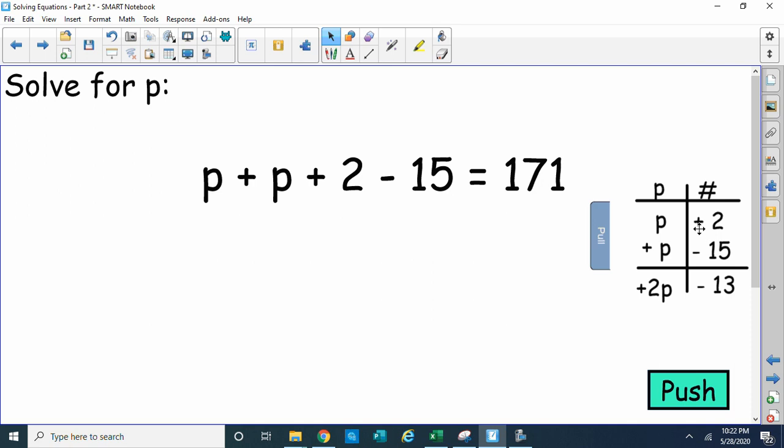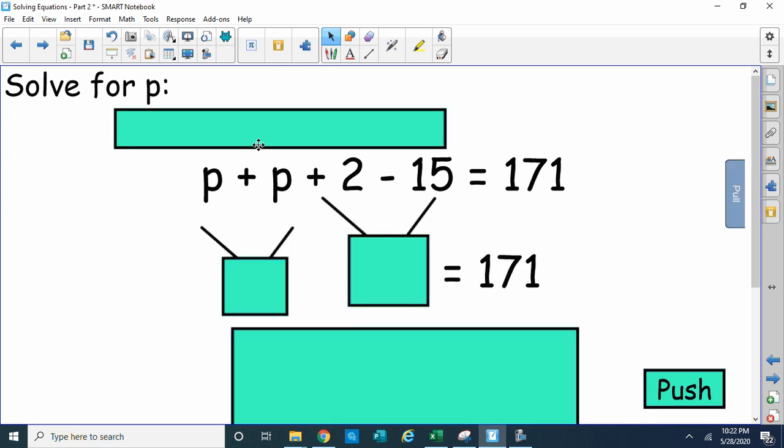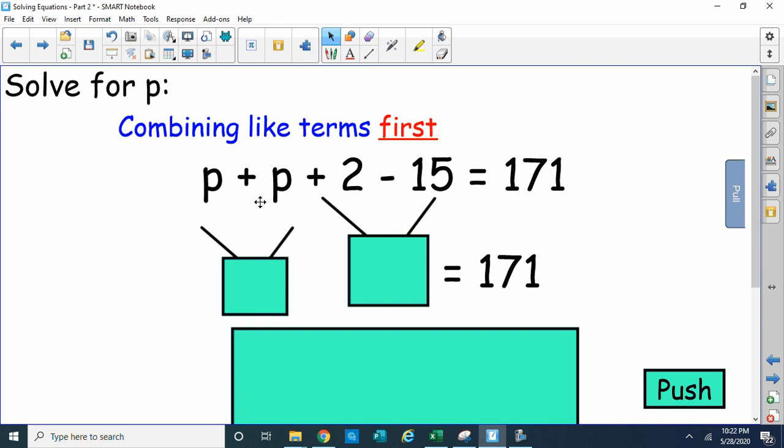If I remember my rules for addition, and if you forgot, check out my subtraction of integers video. Positive 2 plus a negative 15, we cannot add them up. We have to subtract. 15 minus 2 is 13, and choose the sign of the 15 because it's the larger digit. So we'd have 2p minus 13. So that's what this is going to look like. And remember, what we did was we first combined our p's to get the 2p, and then we have our positive 2 or plus 2 and a minus 15.